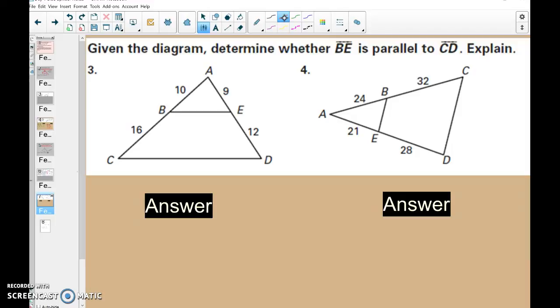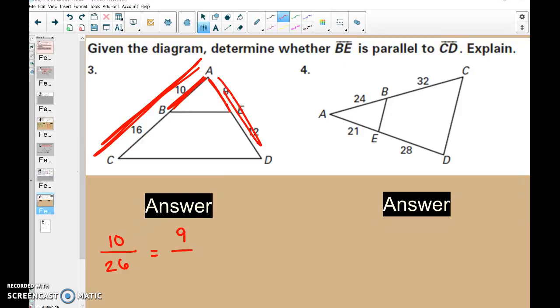Alright, so let's take a look at the first one. Now I do want to point out something important with this actually. If I do 10 over the whole, and I do 9 over the whole, which is 9 plus 12, 21, that's still okay to do. You don't have to do part versus part equals part versus part. You can do part over whole, you can do area in these formulas. It doesn't matter as long as you're keeping it consistent.